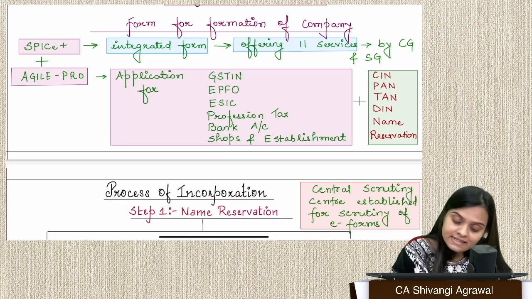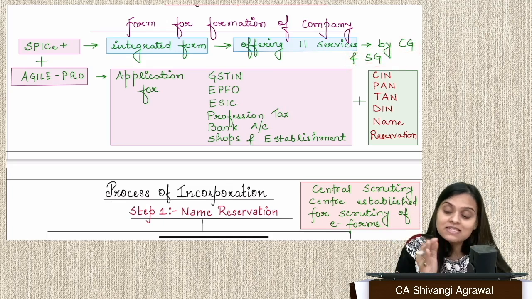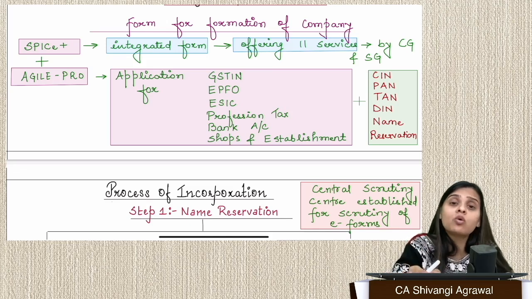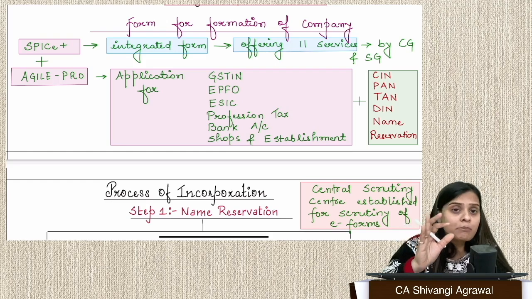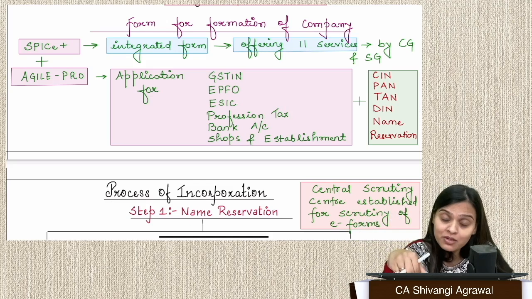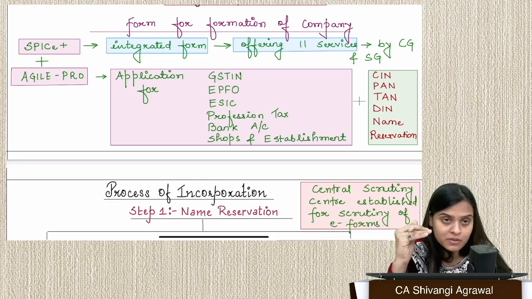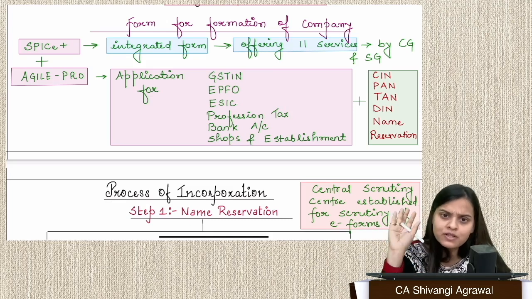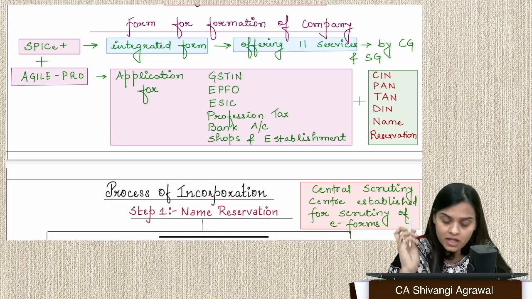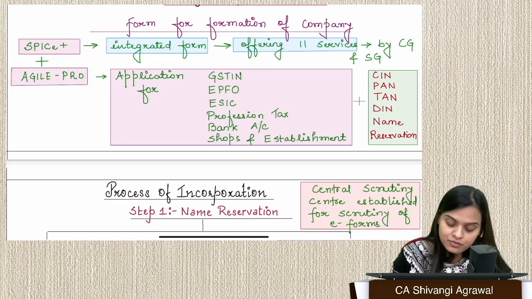Now, if you want to start a business, what you can do is just file the Spice Plus. Spice Plus is an integrated form, and central government and many state governments have collaborated. So in certain states, if some registration number is mandatory, like you need to obtain a profession tax number, then if you are opening a company in that particular state, you don't need to file a separate application for obtaining that number. When you file Spice Plus, you fill the additional details and you get all of it. So this is a form, Spice Plus plus Agile Pro. Agile Pro is attached for these purposes.